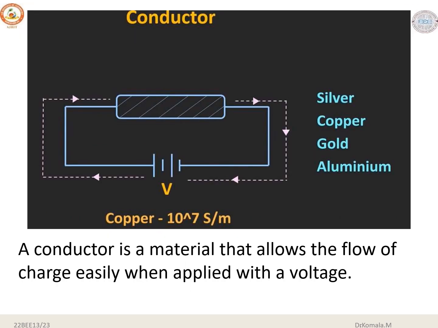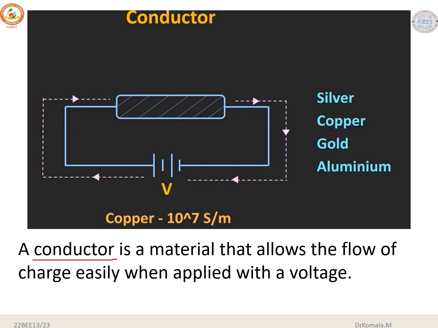The first one is conductor. So what is a conductor? As the name suggests, it is a material which can conduct electrons through it. In a simple way, we can define that a conductor is a material which allows the flow of electrons or charge easily across it whenever a voltage is applied in the device.